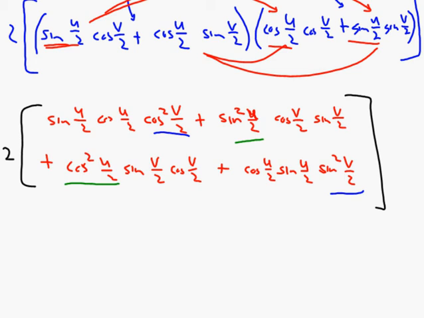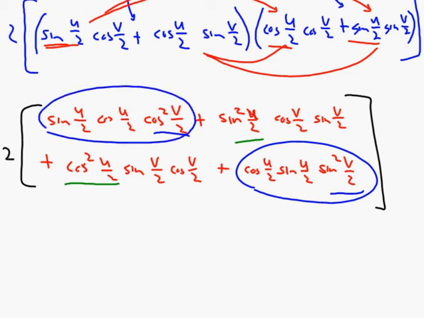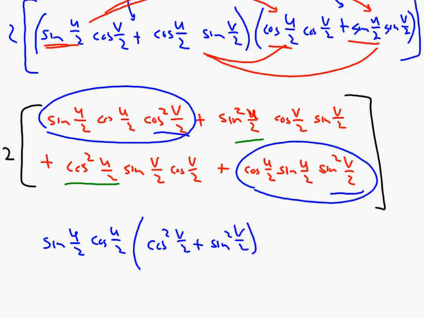This term here and this term here have sine u over 2, cosine u over 2 in common. So I'll make this in blue. I'm going to make this sine u over 2, cosine u over 2, factored out of cosine squared v over 2 plus sine squared v over 2. Look at the blue, and that's what I've done. I factored out the common factor. Plus, and here we go. Get ready.